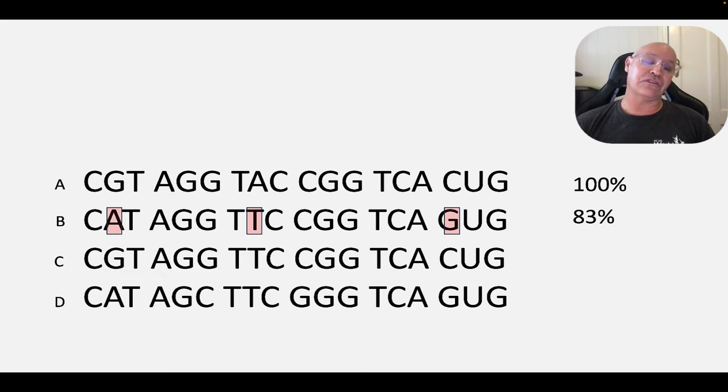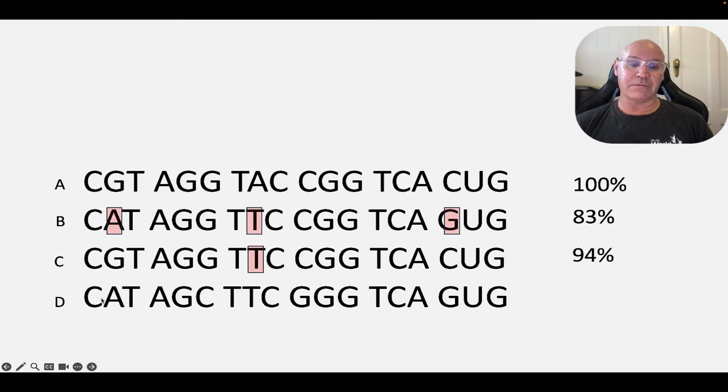Now you can go ahead and do the same thing for C and D if you like. With C, there's only 1 difference, so that gives us 94%. The way I did that is I worked out, okay, we know there's 18 nucleotides in total, and one of them is different. So 17 nucleotides are the same for C, divided by 18, times 100, that gives us 94%.